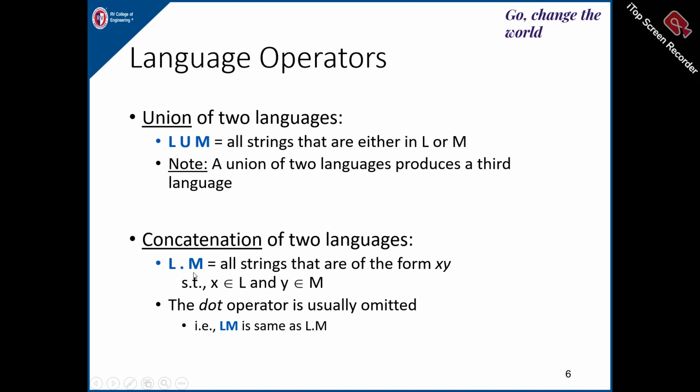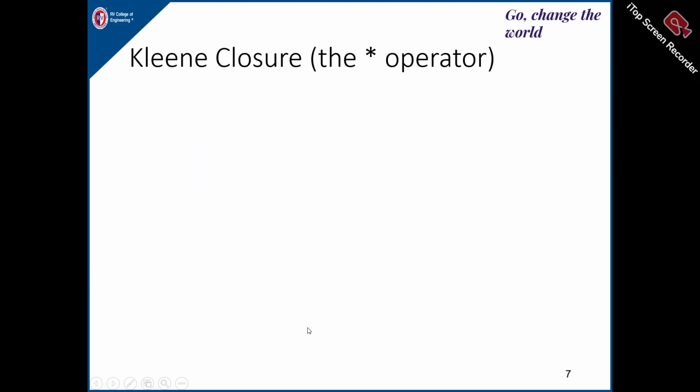Similarly, the concatenation L concatenation M is nothing but all strings of the form XY, where X belongs to L and Y belongs to M. This is written without using the dot. Normally LM is nothing but L into M.